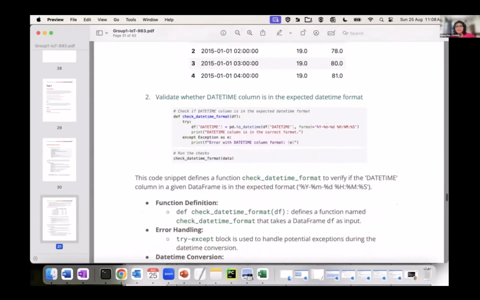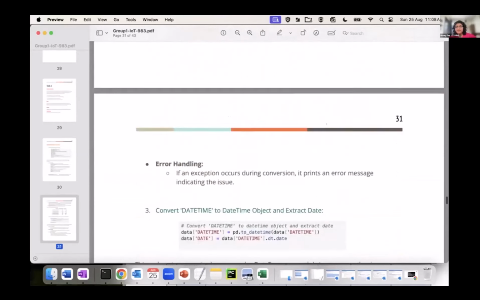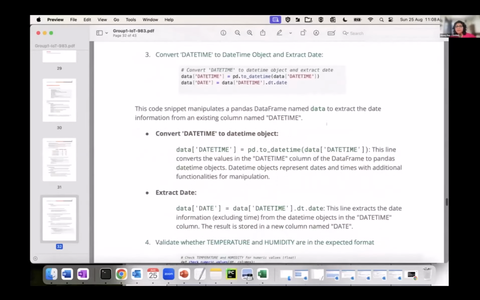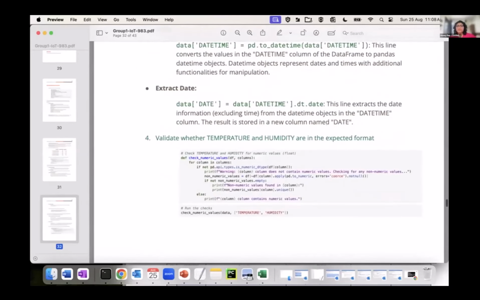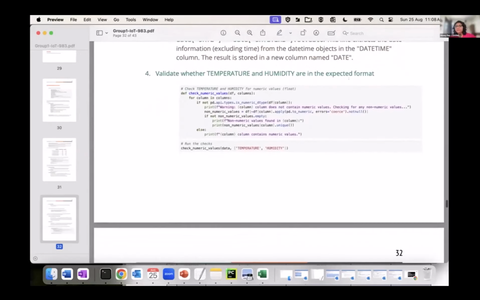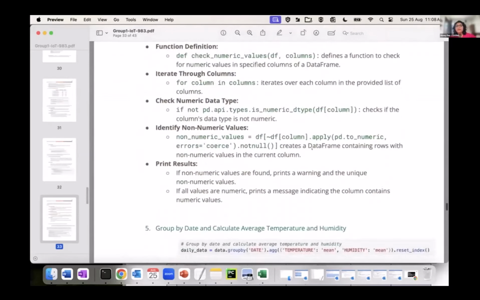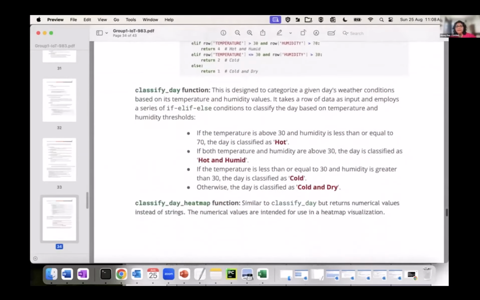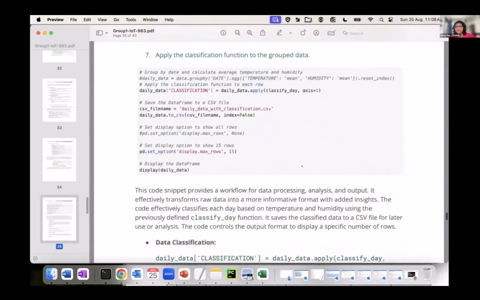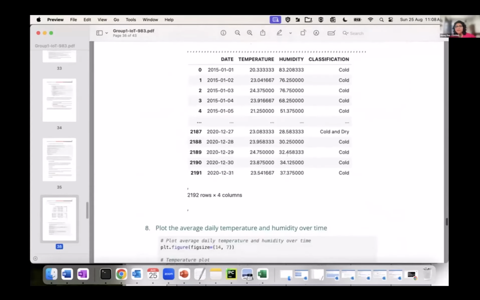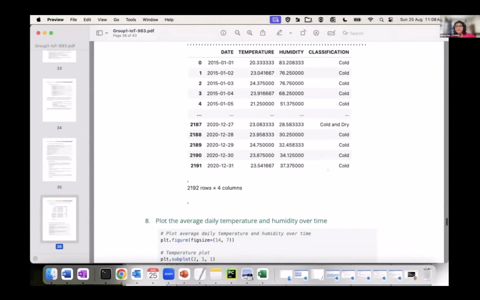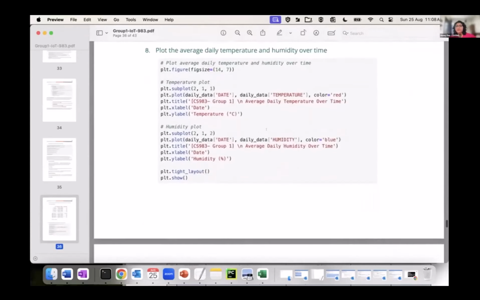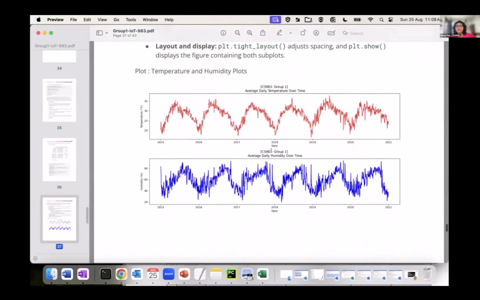This is how the data frame would look like. We have also included various sorts of validations on the inputs for temperature, humidity, and date time to ensure that they are in the expected format. And finally, when we classify all the dates as per their relevant classification, cold or cold and dry, hot or hot and humid, we are able to plot this across times.